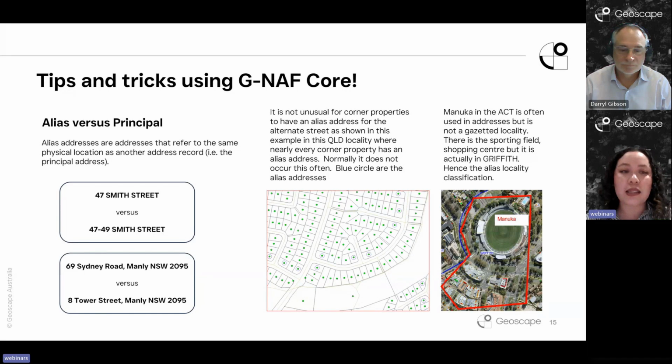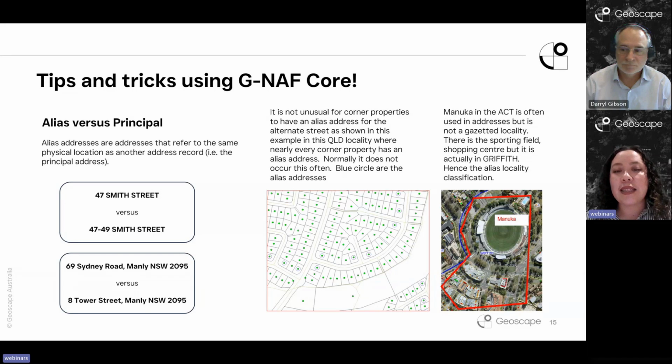So an alias address is simply an address which refers to the same physical location as another address, which is the principal address. So in the two examples which you've seen a couple of times now, one of these addresses, say 47 Smith Street, will be marked as the principal address, and then the 47 to 49 Smith Street will be marked as the alias address.